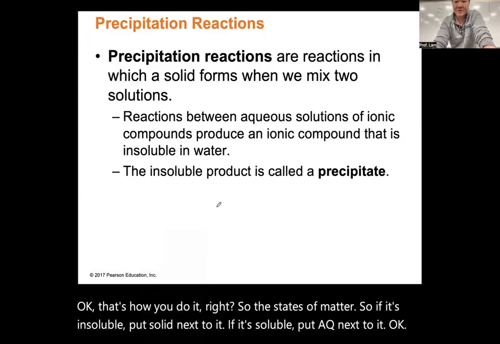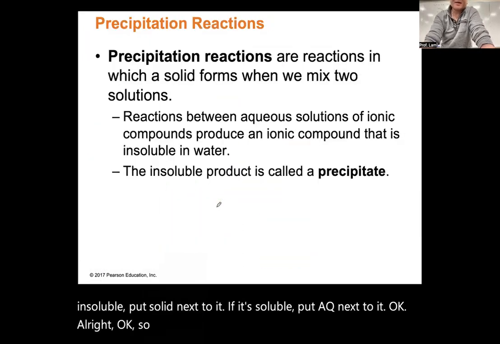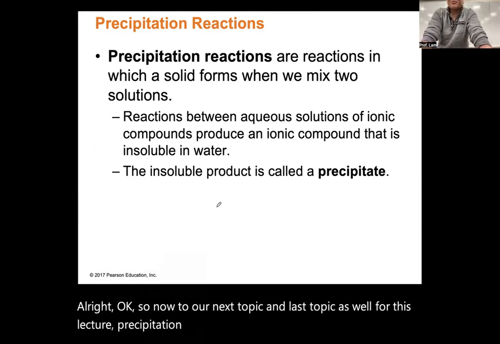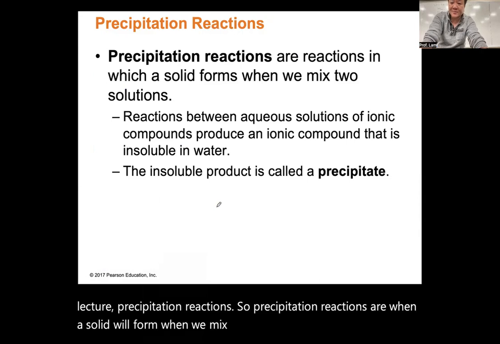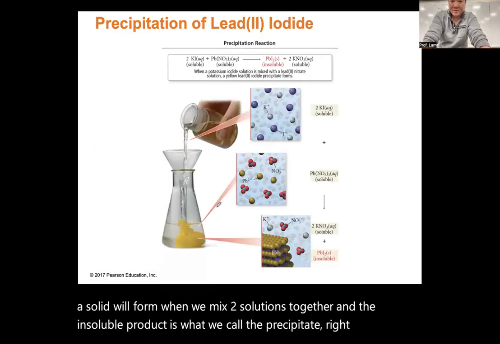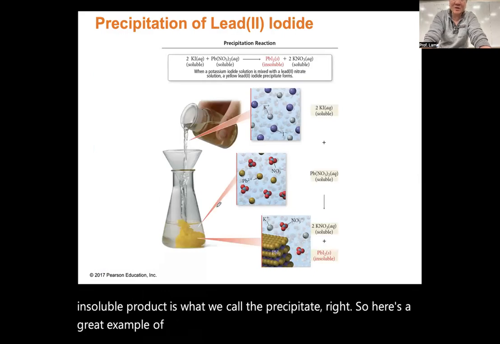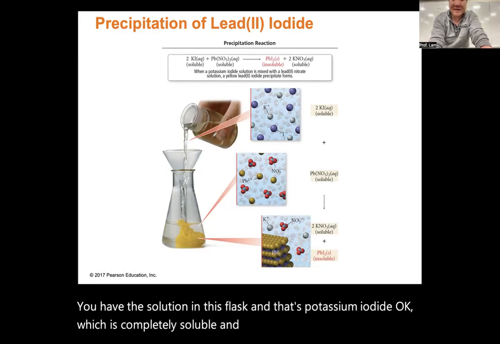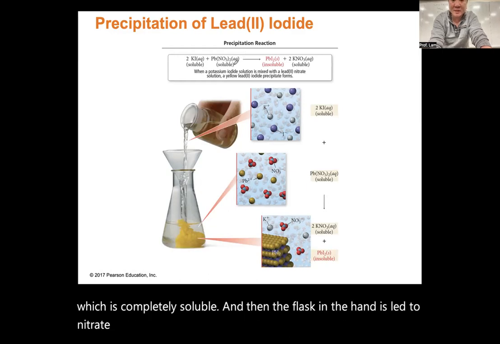All right. Okay, so now to our next topic and last topic as well for this lecture, precipitation reactions. Precipitation reactions are when a solid will form when we mix two solutions together. And the insoluble product is what we call the precipitate, right? So here's a great example of that. You have two solutions here, shown in the picture. You have the solution in this flask, and that's potassium iodide, which is completely soluble. And then the flask in the hand is lead 2 nitrate, which is also completely soluble.